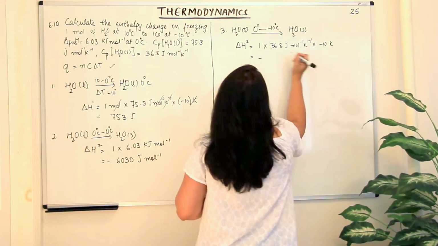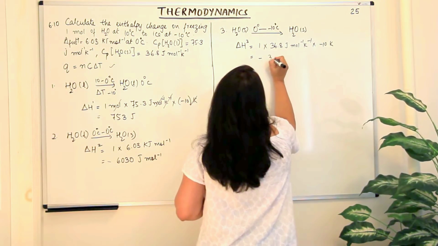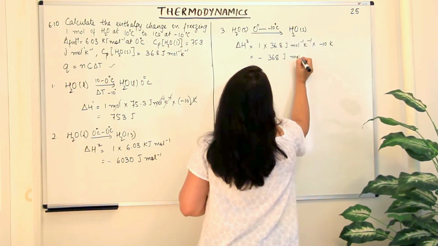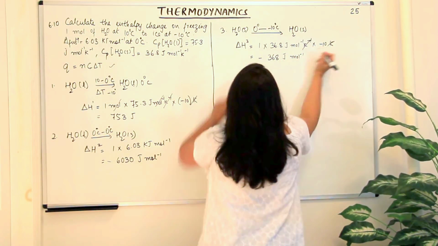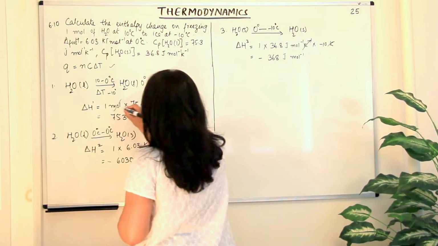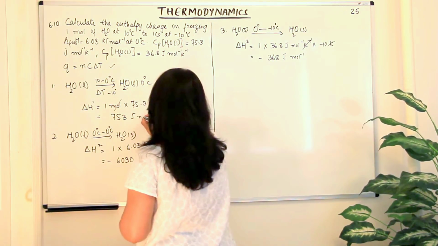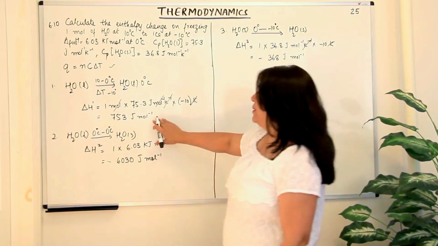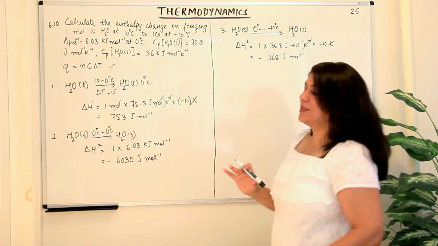And this would now become delta H3, which is minus 368 joules per mole, right? I just put the per mole and I did not write the mole here because I want all the units to be the same. Although you had the mole here, since the calculation is for 1 mole, I'm writing the per mole here so that we have the same units.